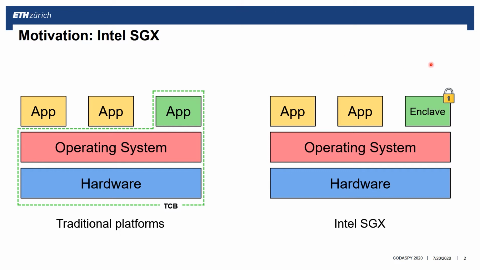It enables enclaves, or specific apps, that are managed by the Intel SGX processor through certain instructions that enable the enclave to be completely isolated from the app and the operating system, so they cannot interfere with the memory space. We assume that the operating system and the other apps could be completely attacker controlled, and we only have to trust the enclave and the hardware. So compared to the traditional platform, our TCB is only the enclave and the hardware.